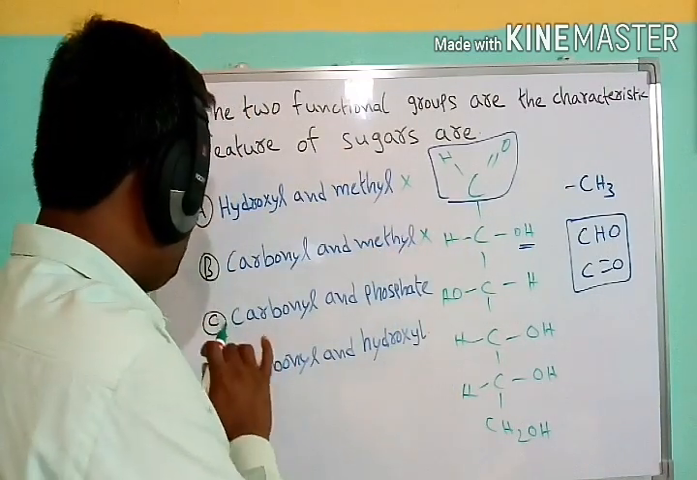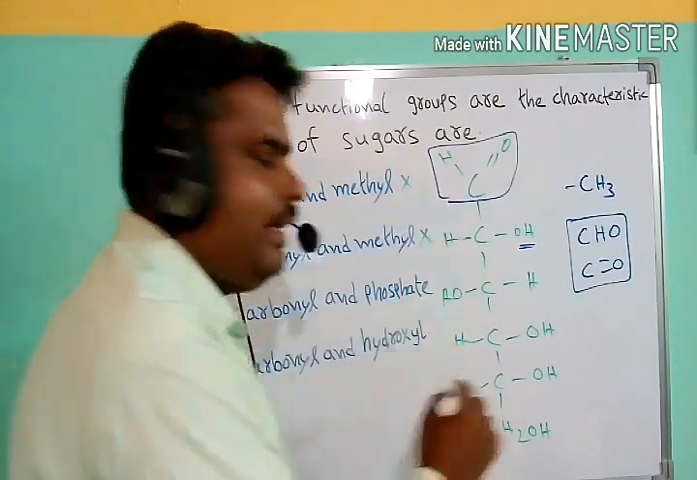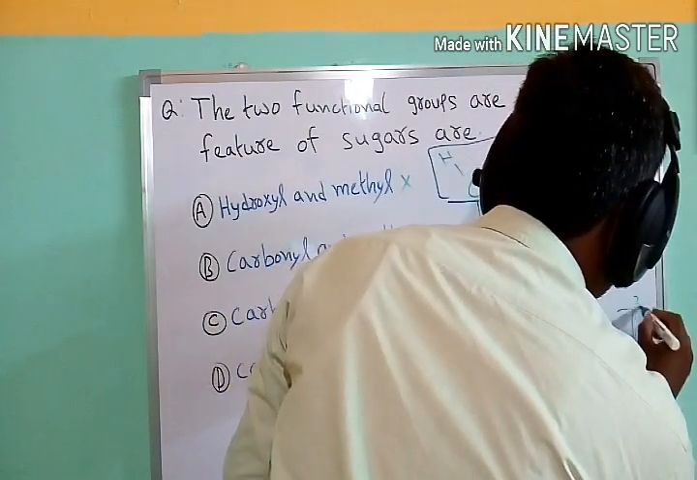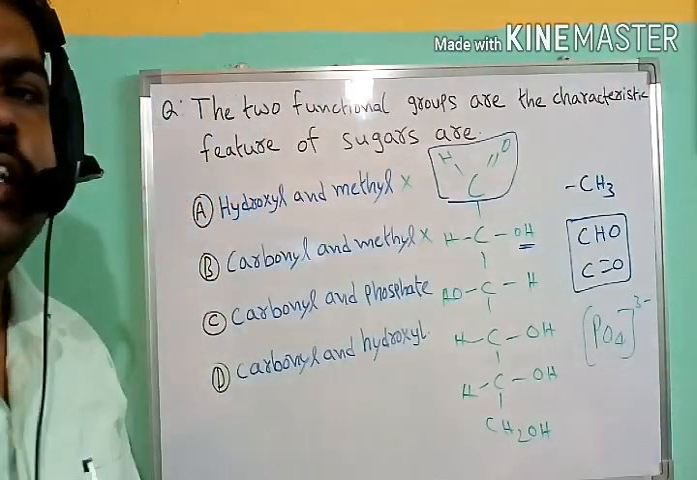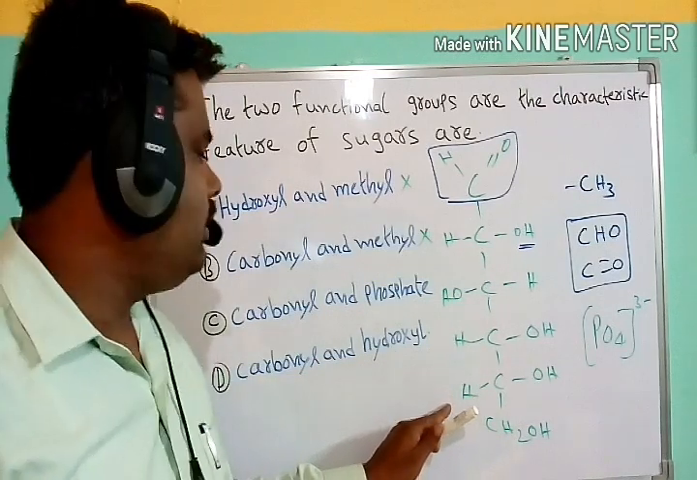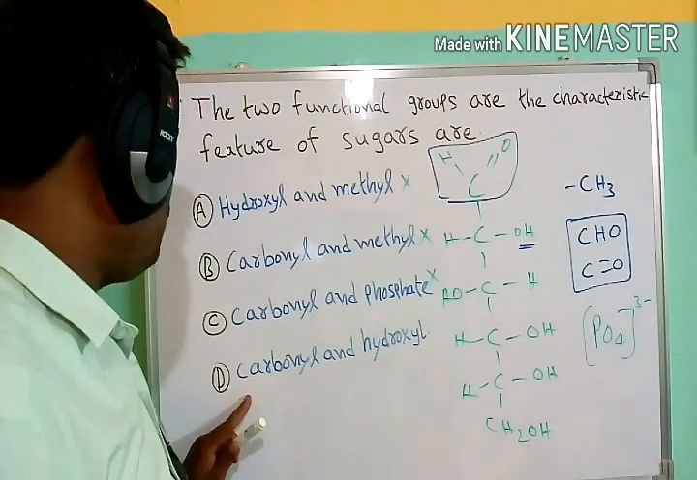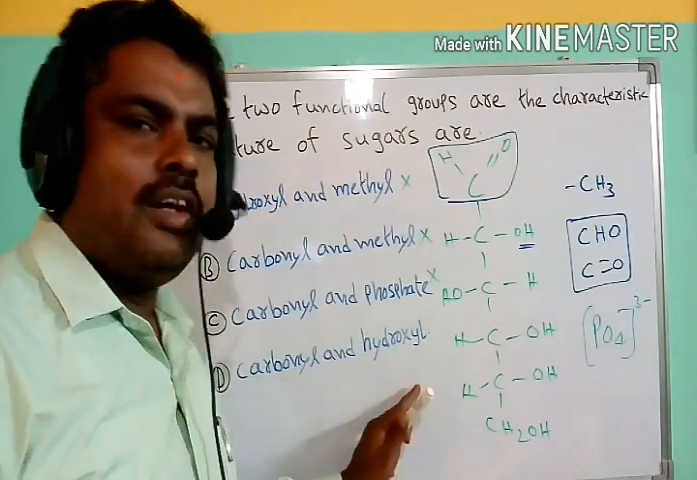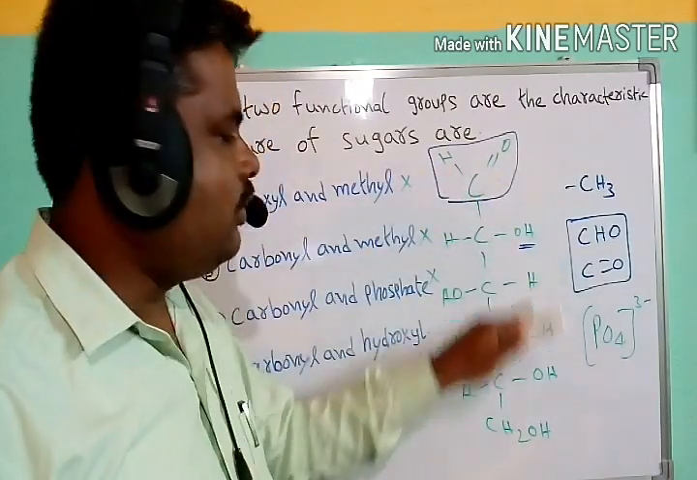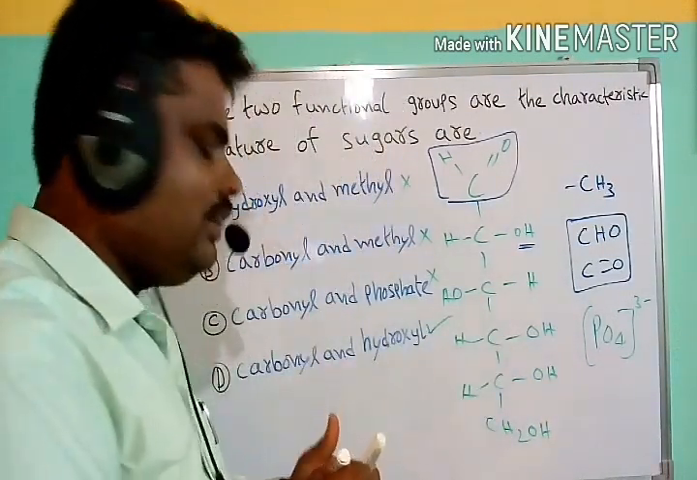Next, let us come to the third option. Carbonyl functional group is present, but phosphate, generally PO4, is the functional group for phosphate. Is there any phosphate observed here? No. So it is also not a correct option for this question. Next, the fourth option, carbonyl and hydroxyl. Here the carbonyl group is there and hydroxyl groups are also present. So this is the correct option for this question.